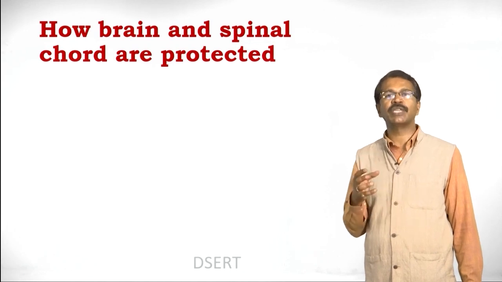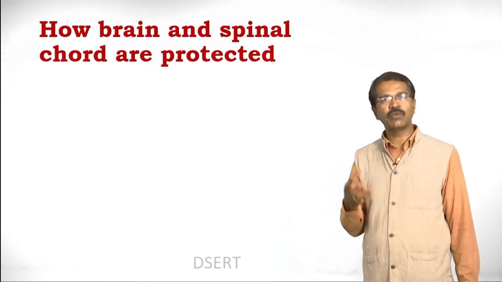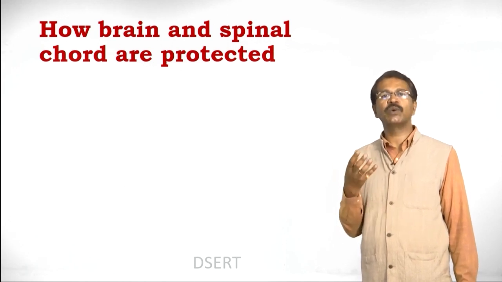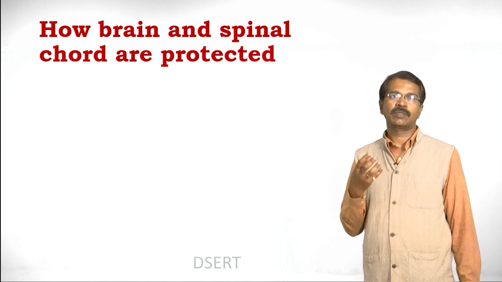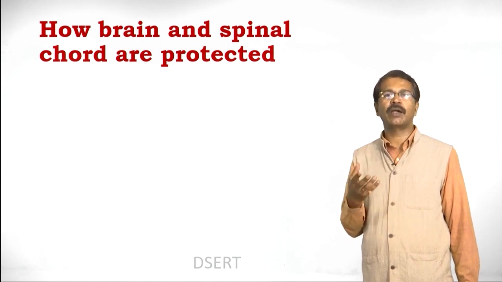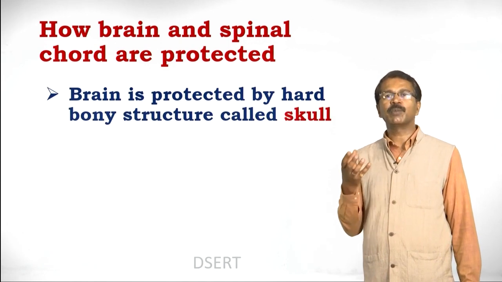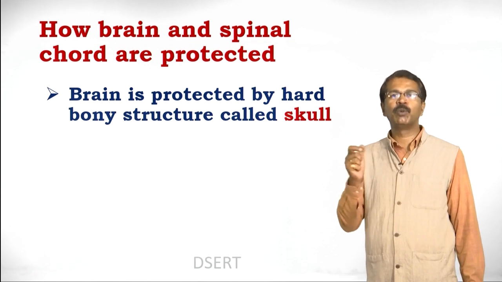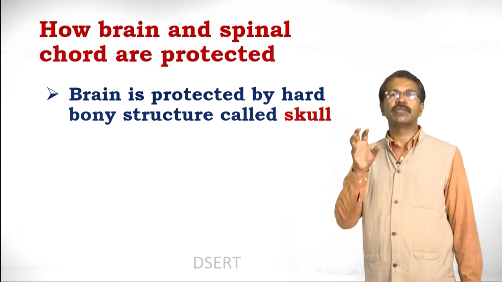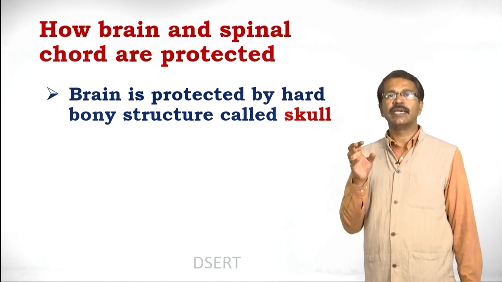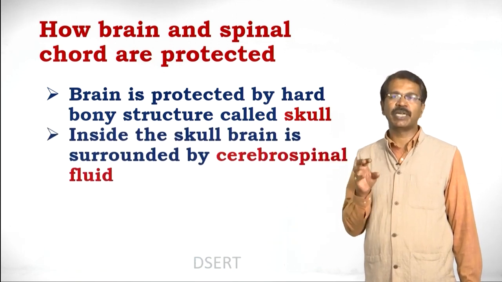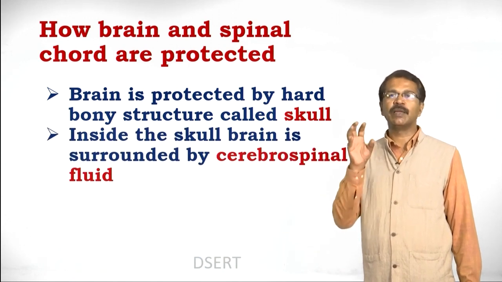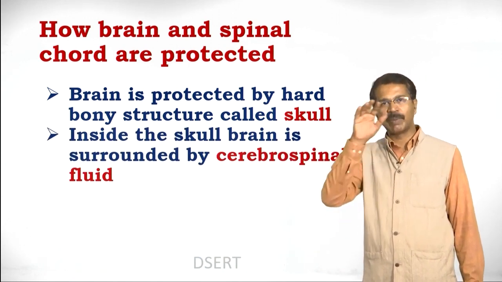Now the question: such a complex tissue, the nervous tissue, which controls all our body parts, how is this nervous tissue protected? That means how are the brain and spinal cord protected? The brain is protected by a hard bony structure called the skull. The skull is a bony structure within which the brain is located. Of course, inside the skull, another liquid is present called cerebrospinal fluid. In this fluid, the brain is floating, surrounded by the skull.